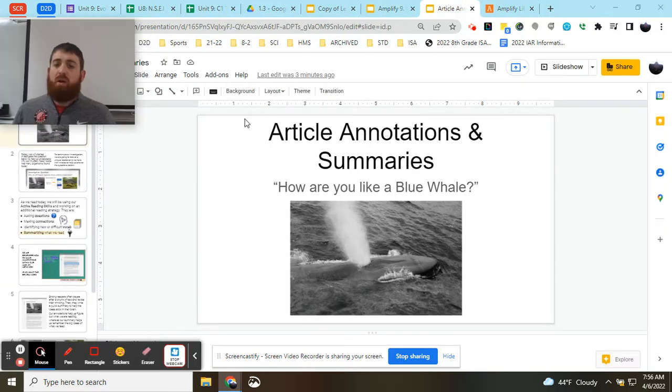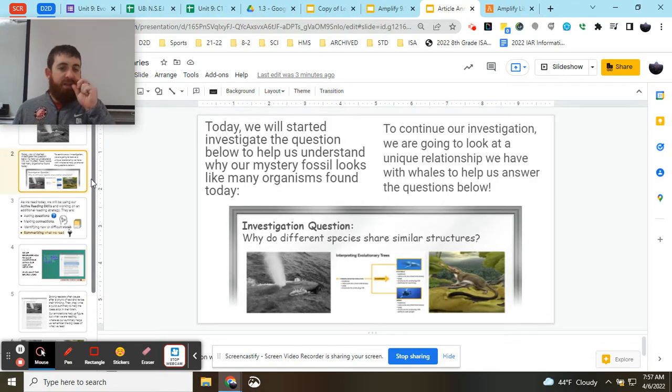Today, we're going to be reading an article where we'll annotate and summarize. And the article is called How Are You Like a Blue Whale? Kind of a weird question, but it will be answered in the article. We'll be starting today's investigation now that we've understood and looked into shared structures, looking to answer our investigating question here. Why do different species share similar structures? So we can figure out why our mystery fossil looks like so many organisms we know today.